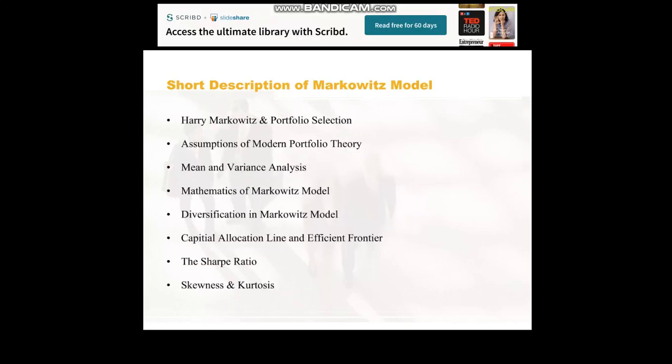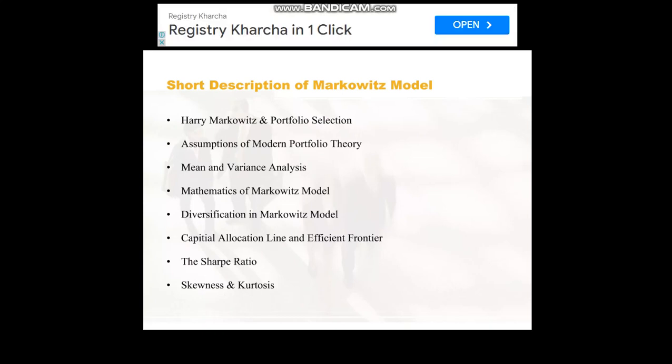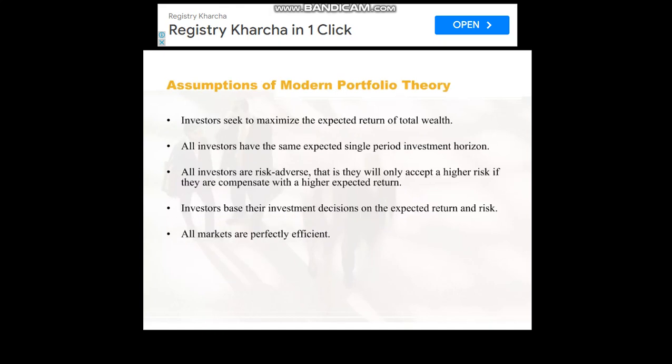Short description of the Markowitz model. Harry Markowitz and portfolio selection. Assumptions of modern portfolio theory. Mean and variance analysis. Mathematics of the Markowitz model. Diversification in the Markowitz model. Capital allocation line and efficient frontier. The Sharpe ratio. Skewness, kurtosis.